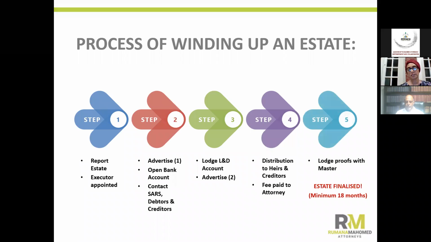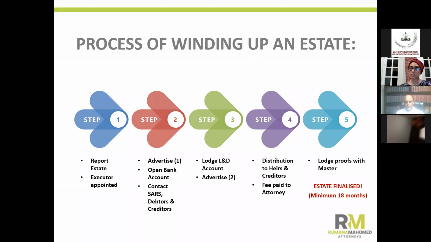The final step would be to lodge the proofs with the Master. By proofs, I mean proofs that the assets have been distributed to the heirs and that the creditors have been settled. It's at this point that the Master will give the thumbs up to say that this estate is now finalized. On a good day, pre-COVID, a simple estate would take approximately 18 months to wind up.